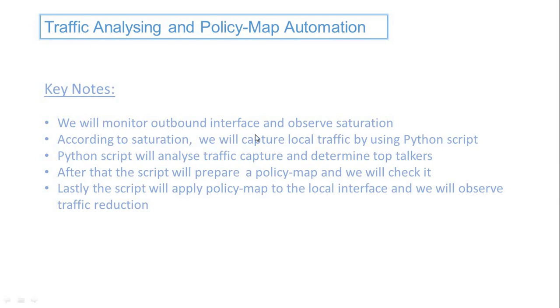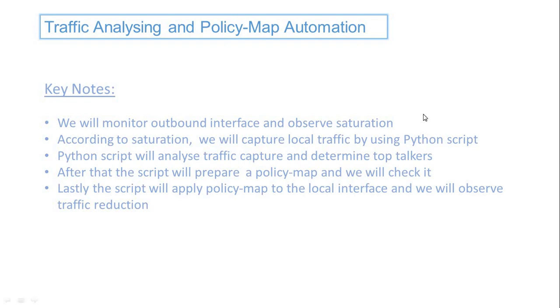First of all, we will monitor the outbound interface and try to observe link saturation by using a Python script and also STG. According to saturation, we will decide to capture local traffic, again using a Python script, and this script will analyze the traffic capture and determine top talkers for TCP and UDP packets. After that, the script will prepare a policy map for us and we will control whether it is correct or not. Maybe we will change some values, some rates, add new IP addresses. It's up to us and we will see it.